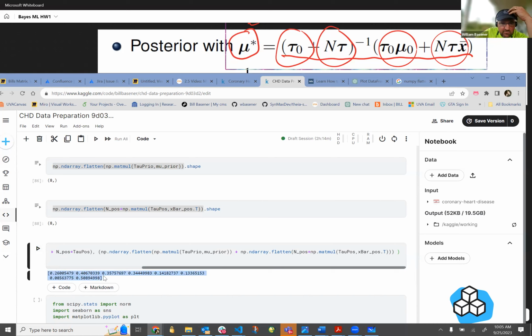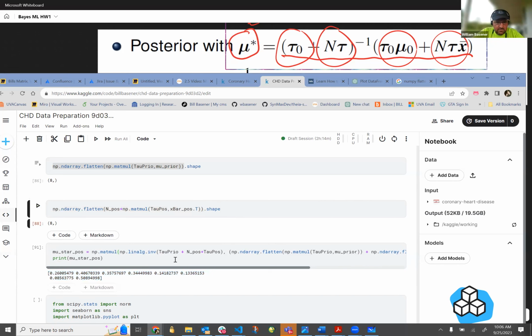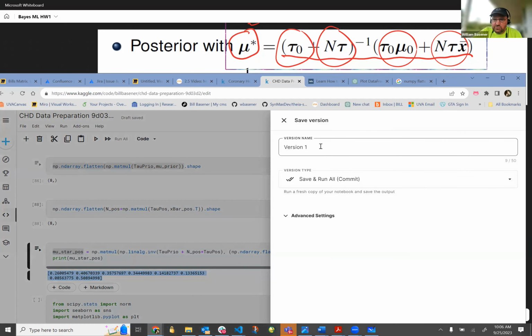Okay, so this is a big deal. This is the answer for the mu star question. And so the mu star positive, that's the mean of the posterior probability distribution for the coronary heart disease positive case. And it's this sequence of values here. And so what I want you to do is compare. So for the homework, save version, save and run all, commit.